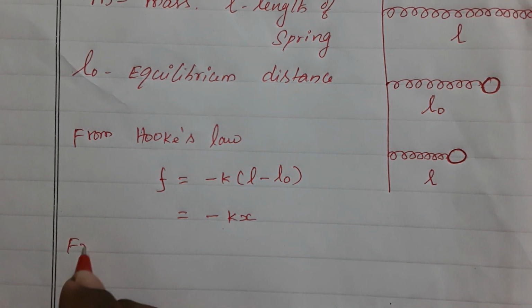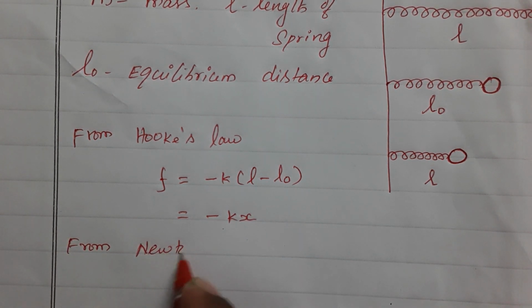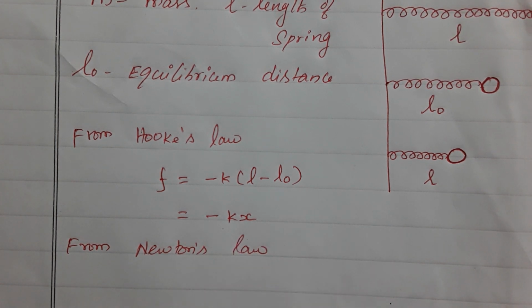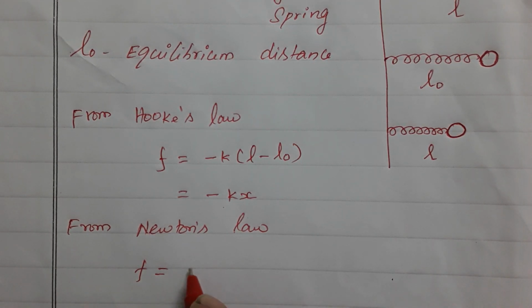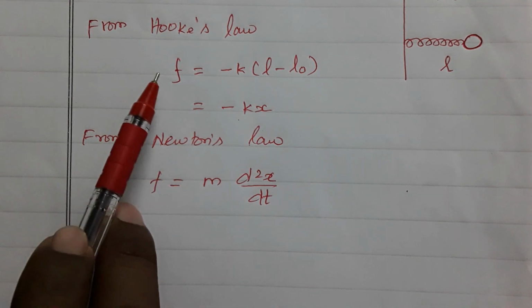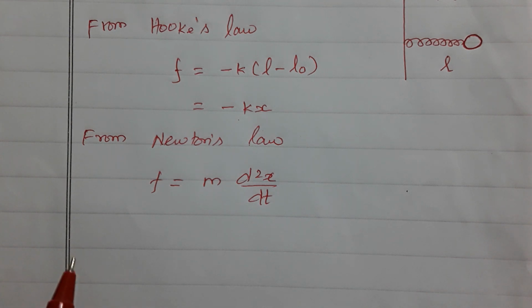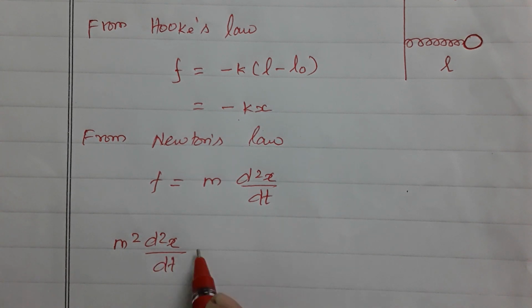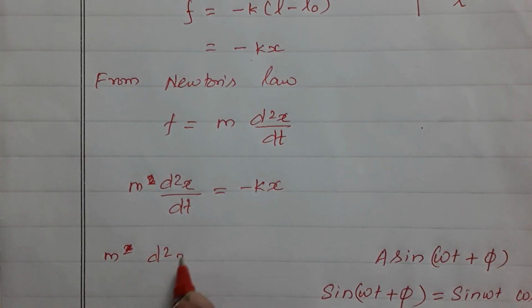From Newton's law, the force is equal to mass into acceleration. So the force from Hooke's law and the force from Newton's law will both be equal. Then you can write m d square x by dt square is equal to minus kx. This you can write as m d square x by dt square plus kx equal to 0.